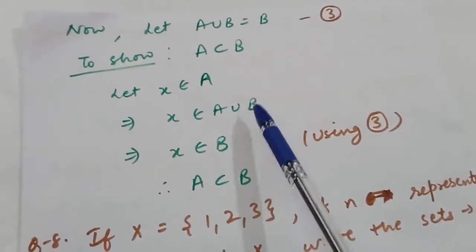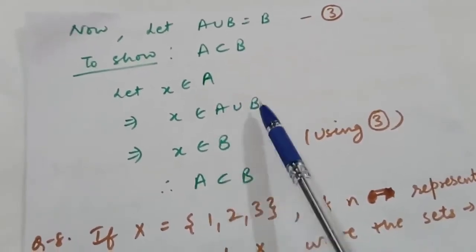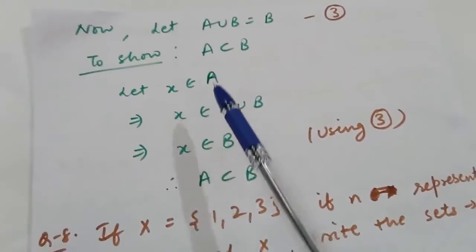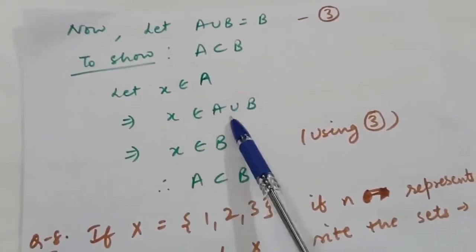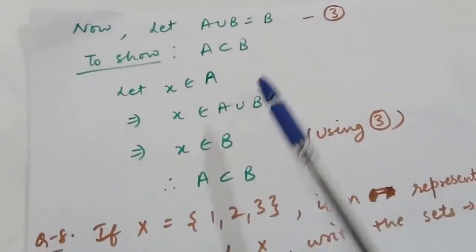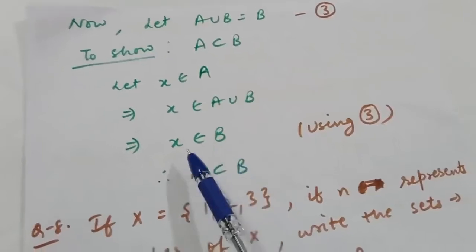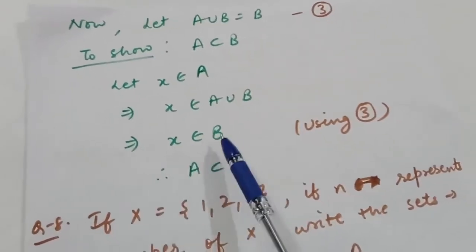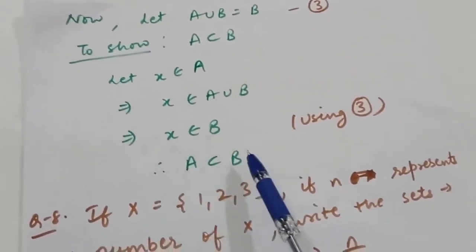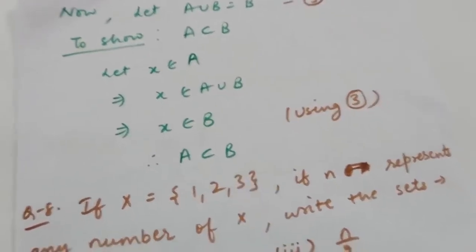Because in A union B, all the elements of A and B are there. So X belongs to A implies X belongs to A union B. And by using the third result, A union B is equal to B, it implies X belongs to B, and therefore A is a subset of B.